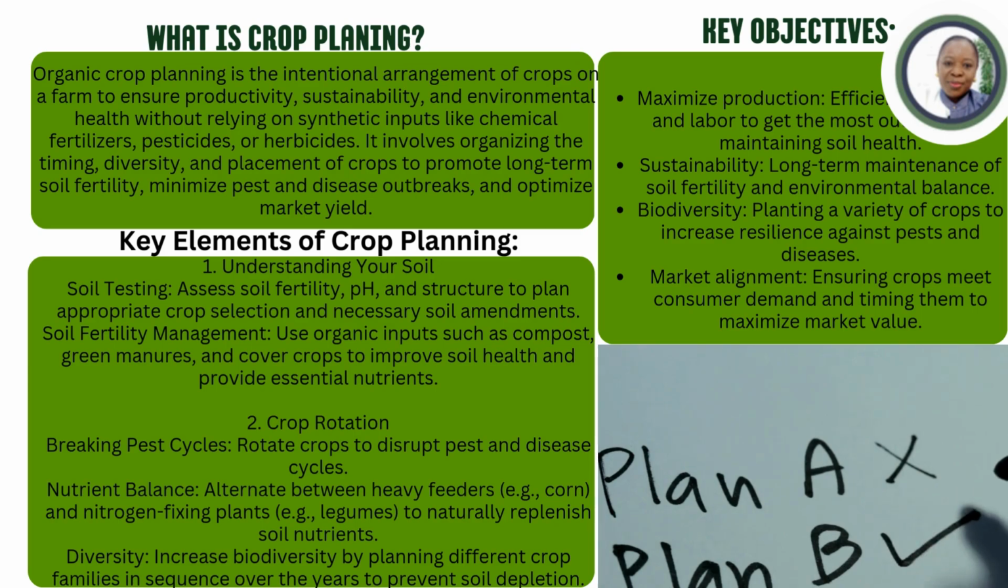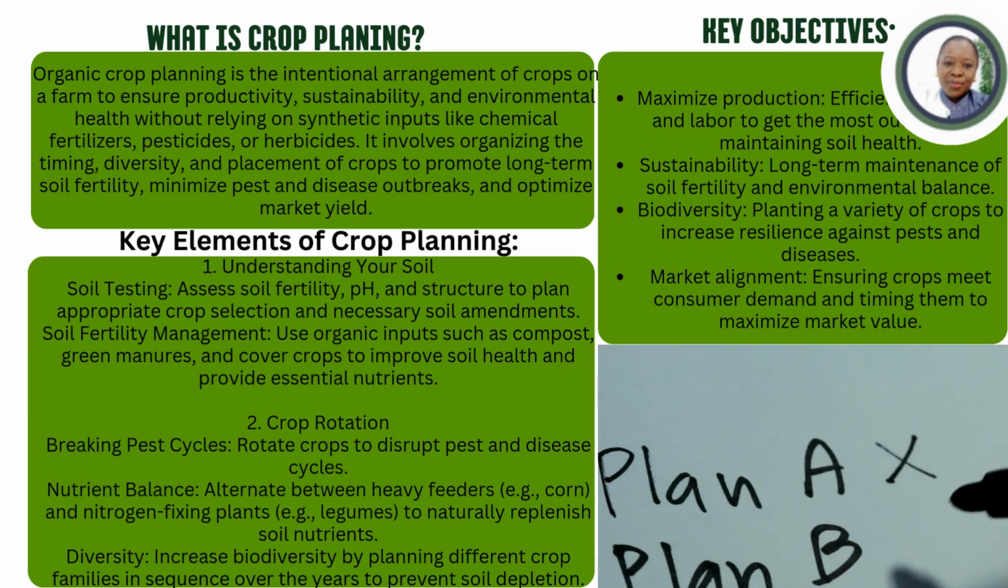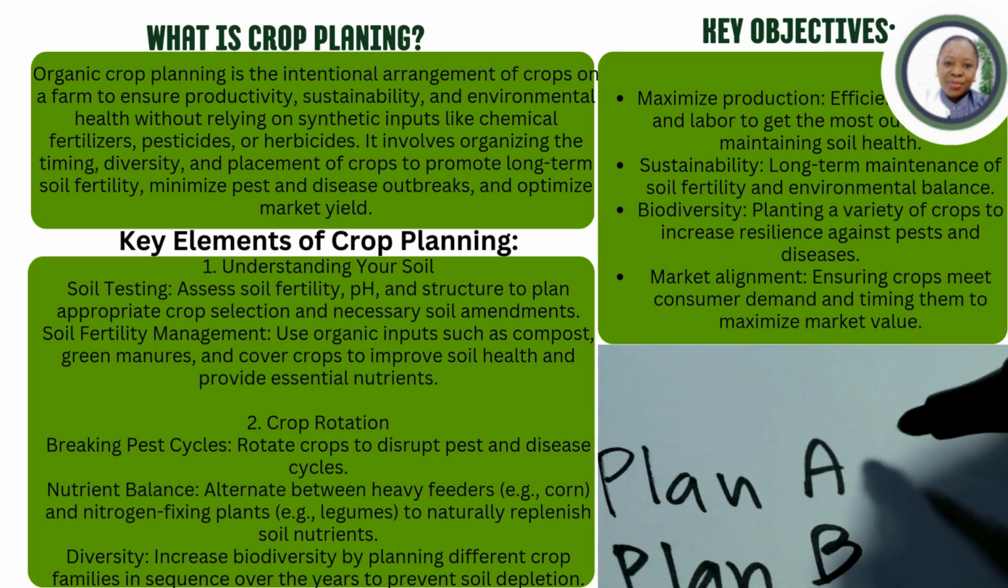1. Understanding your soil. Soil testing. Assess soil fertility, pH and structure to plan appropriate crop selection and necessary soil amendments. Soil fertility management. Use of organic inputs such as compost, green manures, and cover crops can help to improve soil health and provide essential nutrients.